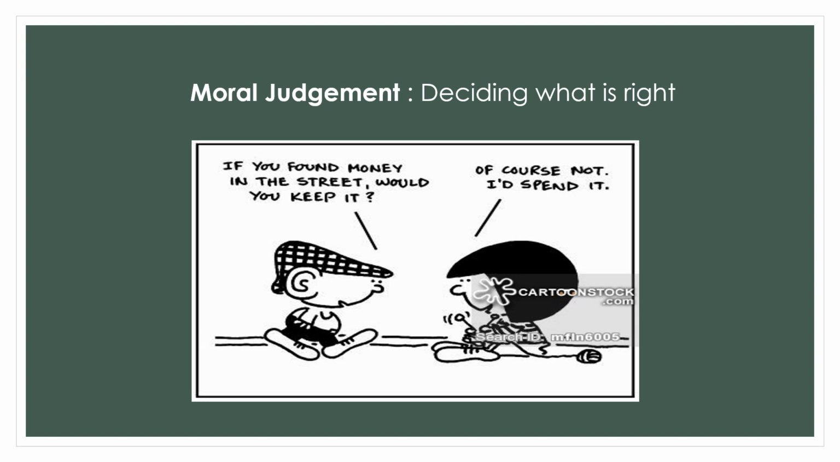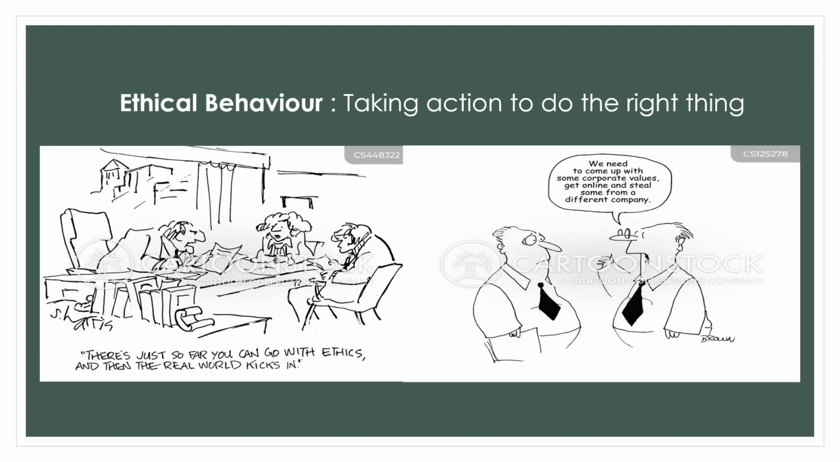Moral judgment. Moral judgment is deciding what is right. If you found money in the street, would you keep it? That is the question. "Of course not. I would spend it." So this is about deciding what is right. Actually, the right thing to do is, if you find the money, to check whether it belongs to somebody else and then take a decision. But that is not all that is getting violated. So, moral judgment is deciding what is right.